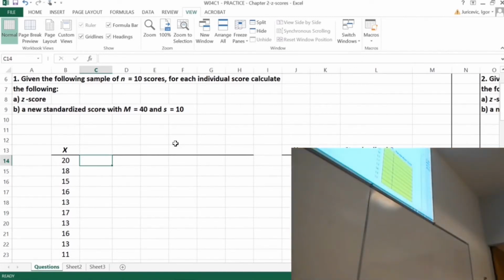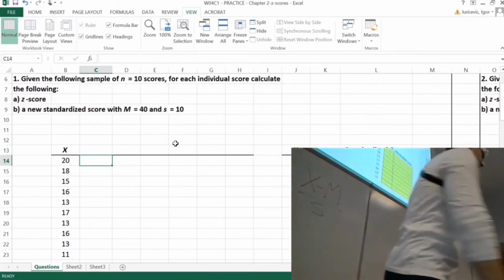There's our raw scores right there. And we're dealing with a sample, right? So question 1, given the following sample of 10 scores, for each individual score, calculate the following. We want to calculate z-scores. So we saw today that the formula for a z-score is the raw score minus the mean, all of that divided by the standard deviation. So that's what we're going to want to do.